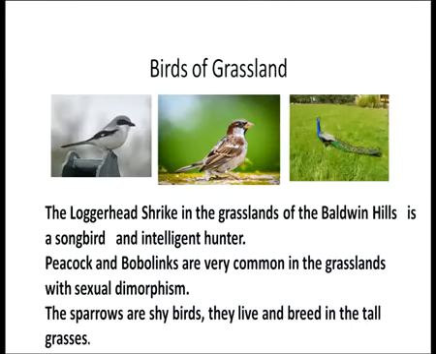These are some of the common birds found in the grasslands. The loggerhead shrike in the grasslands of Baldwin Hill is a songbird and a very intelligent hunter. Peacocks and bobolinks are very common in the grasslands, with sexual dimorphism. The sparrows are shy birds and they live and breed on the tall grasses.